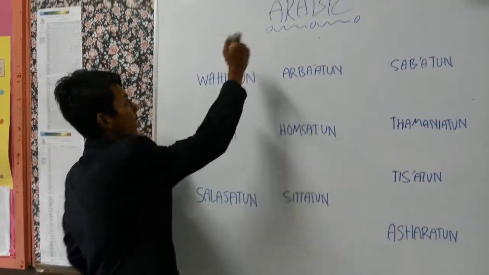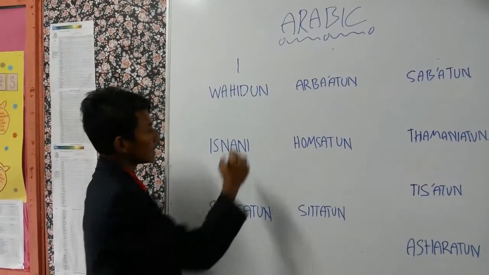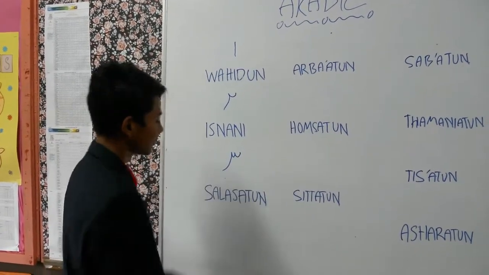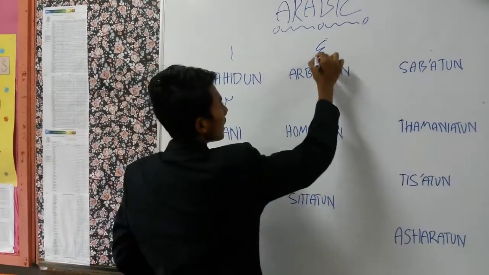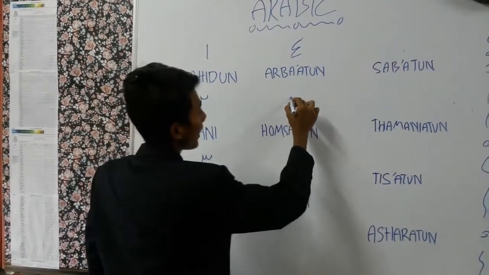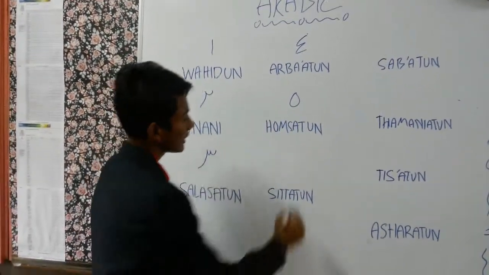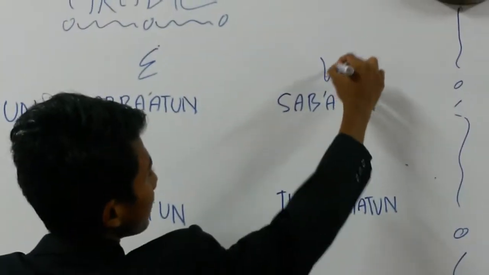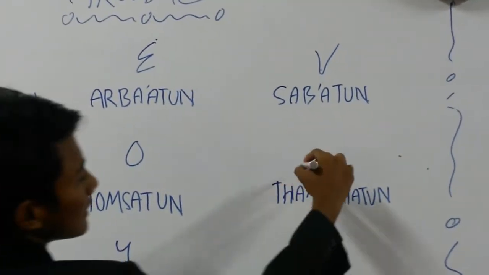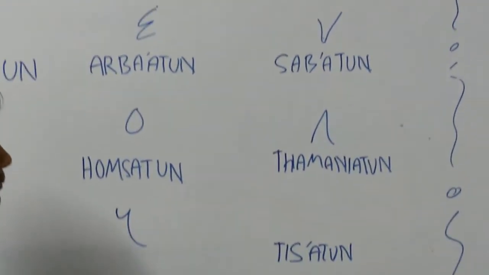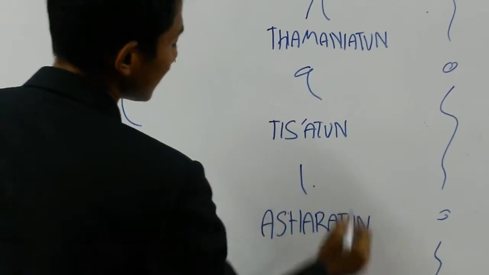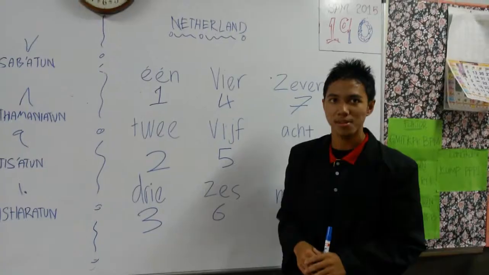First, wahidu. Two, isnani. Three, salasatun. Four, arbaatun. Five, khamsatun. Six, sittatun. Seven, sabatun. Eight, samaniyatun. Nine, tisatun. And lastly, ten, asharatun.